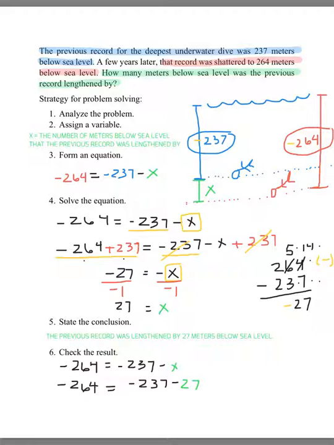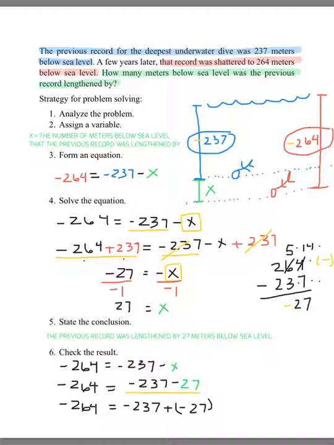So now on the left hand side, there's nothing left to do, so we're going to bring that down. So I have negative 264 on the left. And on the right hand side, we're going to have to combine these two. So what we can actually do is rewrite the minus 27 as addition of a negative number. So again, we're going to rewrite that: negative 237 plus a negative 27.